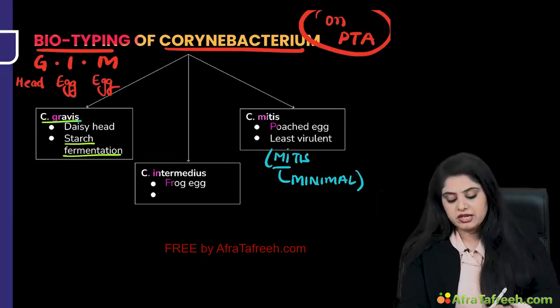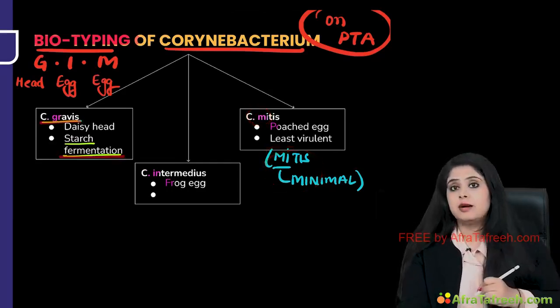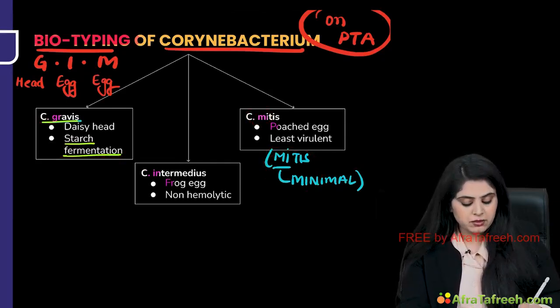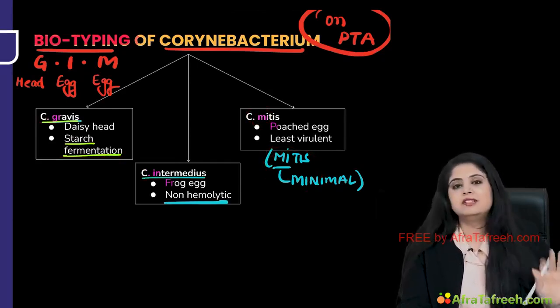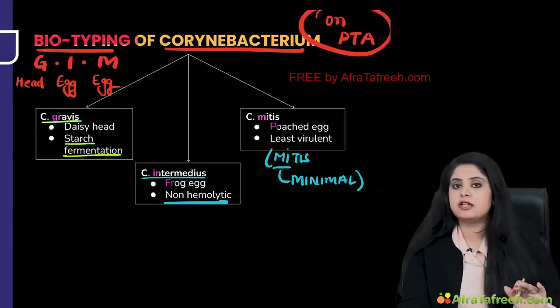So one property is done. Mitis is going to show you minimal infection. What will grave be? Starch, carbohydrate. And lastly, if I ask you which of them is going to be non-hemolytic, whatever is left, intermedius is non-hemolytic. Okay, one feature is done for all of these.